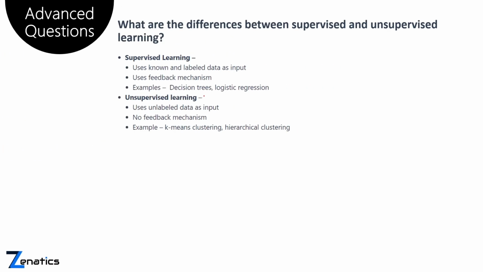The next question is what is the difference between supervised and unsupervised learning. Very simple question, and it is very commonly asked, and they also ask for an example where you have worked on. In supervised learning, we use labeled data as input and it has a feedback mechanism. Whereas unsupervised learning uses unlabeled data and doesn't have any feedback mechanism. For examples, decision tree and logistic regression are examples of supervised learning, whereas k-means clustering or hierarchical clustering are examples of unsupervised learning.